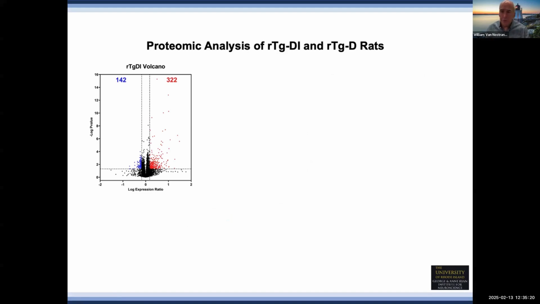Mass spec analysis was performed on a number of these rats, and here are some results. This is a volcano plot from RTGDI rats. In looking at wild type rats, RTGDI and RTGD rats, we were able to identify about 4,500 proteins per rat. What we did here in this volcano plot was to set arbitrary cutoffs. We were looking at proteins that were at levels at least 50% higher than wild type and with a significance value of p less than 0.05. Those are the ones identified here that were upregulated, in red. There were 322 identified, and downregulated, in blue here, we identified 142.